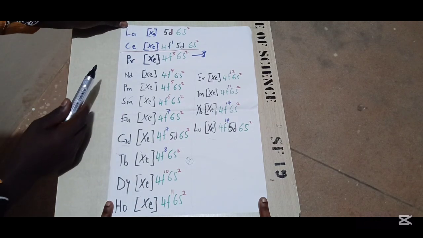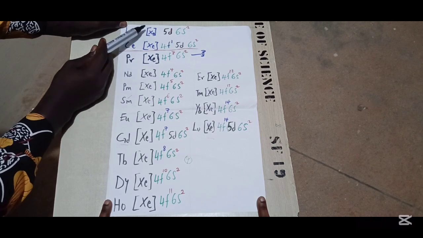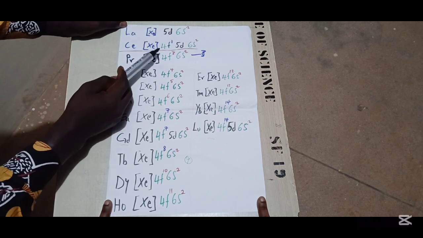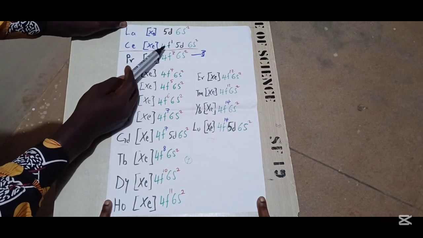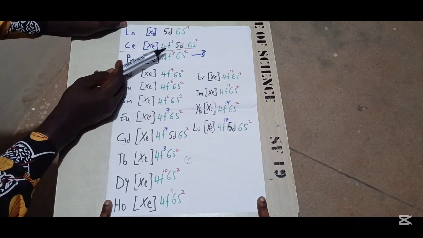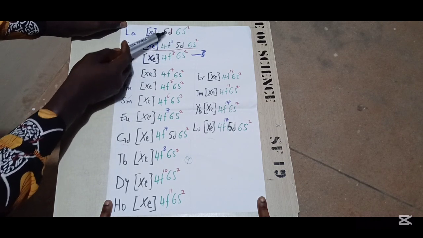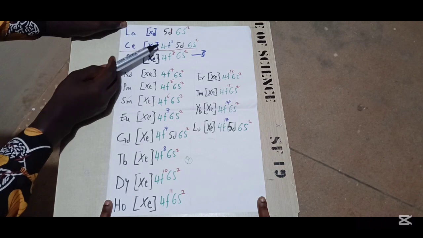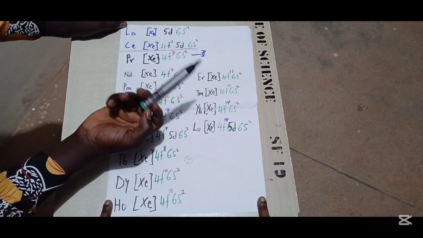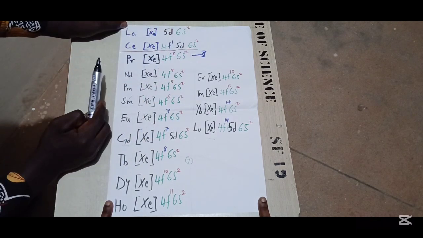Then, when you're done with that, you look at the first two elements. We can handle them with lanthanum having 5d and 6s, and cerium having 4f, 5d, and 6s. You will see that anytime we have 6s, the s will have two electrons, and 5d normally has one electron. Cerium has 4f1, 5d, then 6s. Anytime you see that we have 6s there, you can recall that s will take two electrons. So that's it.